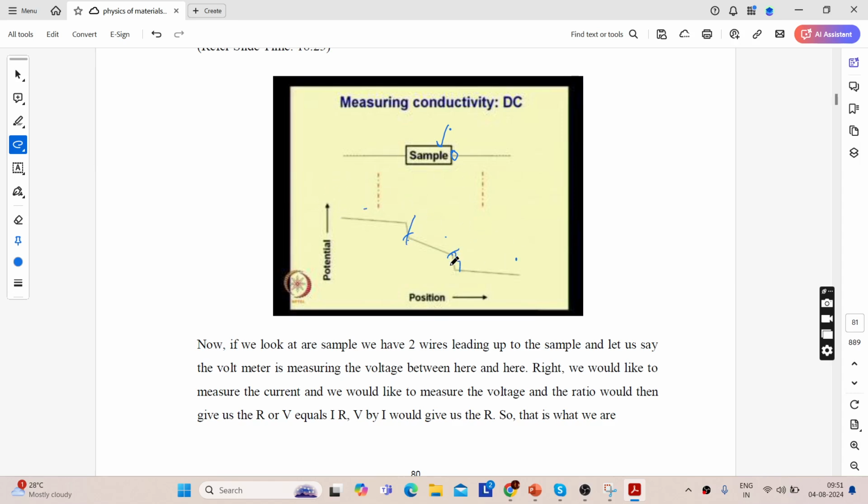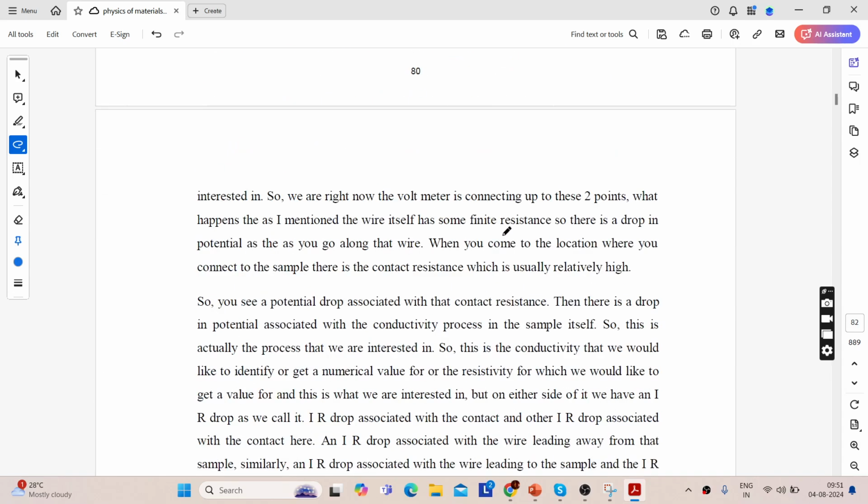So actually we need this result to understand the sample conductivity, but we are totally getting the potential difference, even the potential difference passing through the wire. That can be neglected, and the remainder comes from the contact as well as the sample.